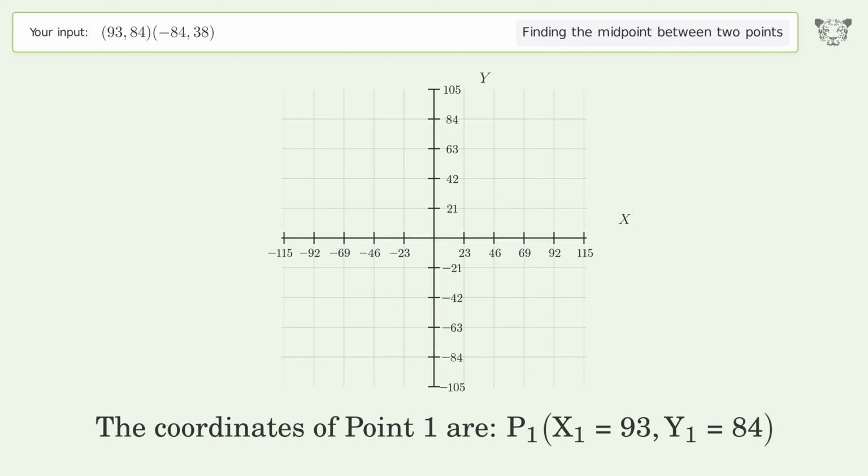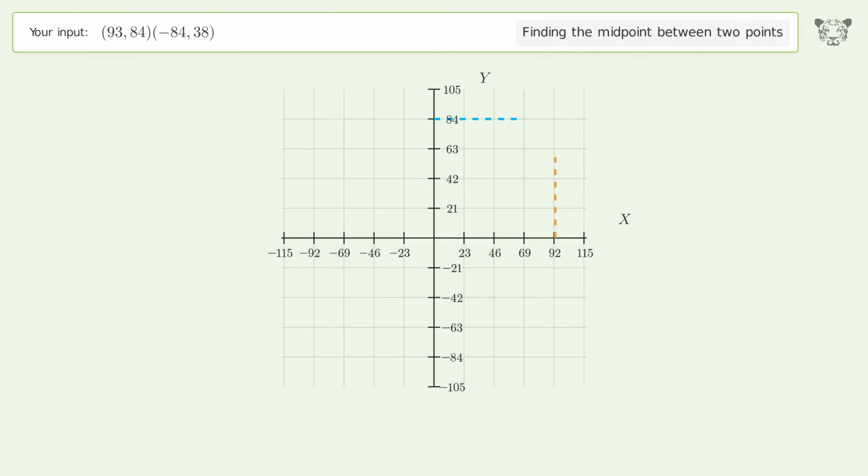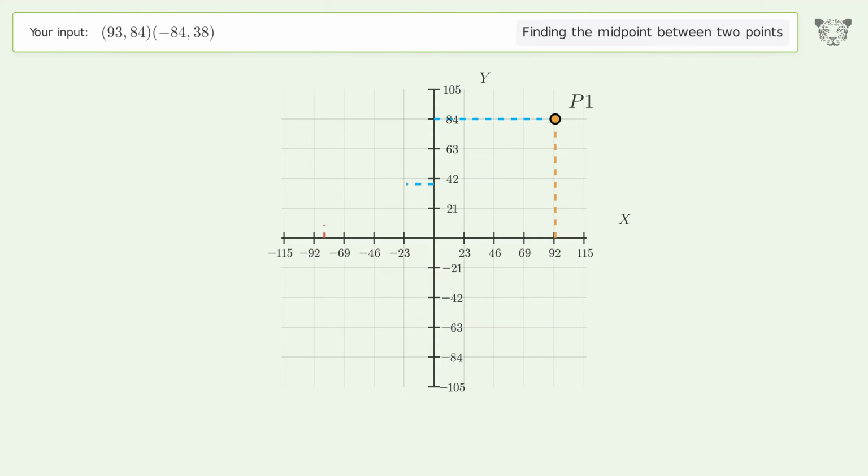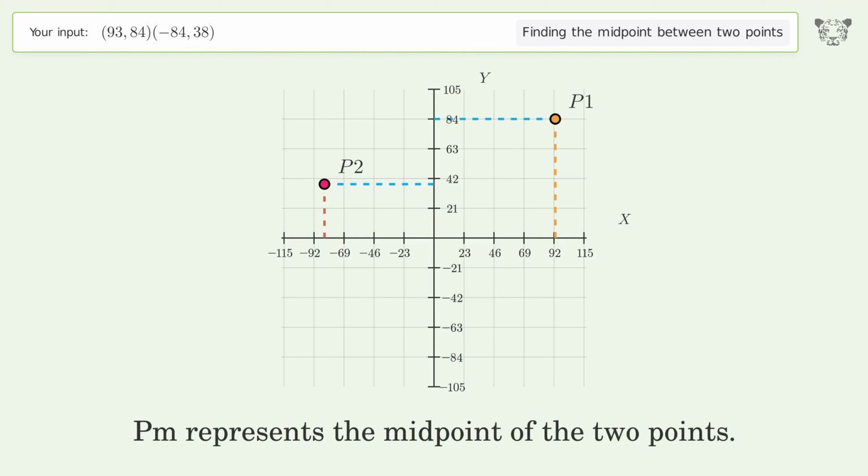The coordinates of point 1 are x1 equals 93, y1 equals 84. The coordinates of point 2 are x2 equals negative 84, y2 equals 38. PM represents the midpoint of the 2 points.